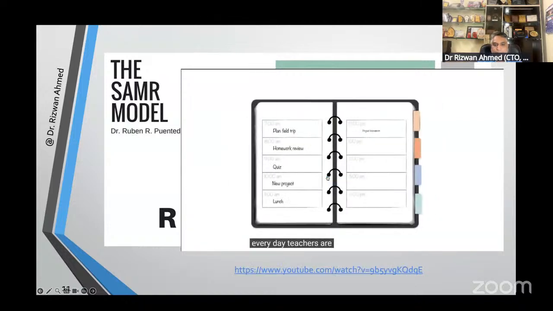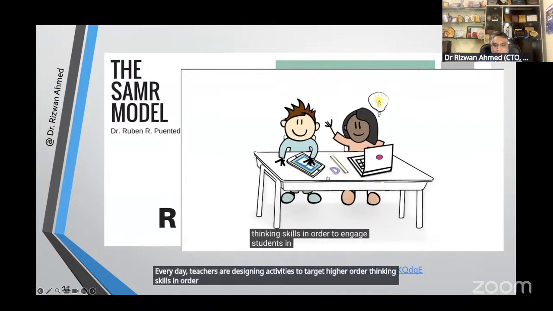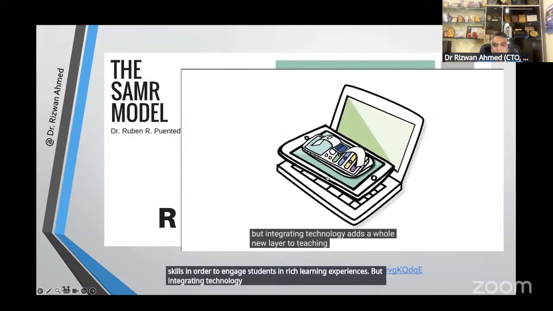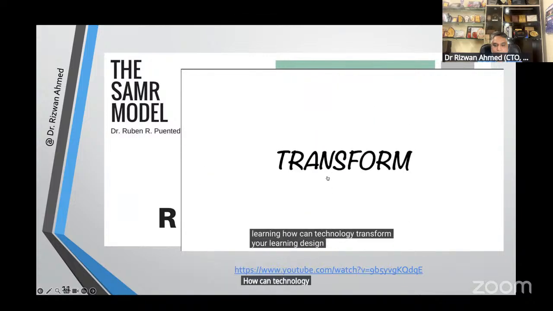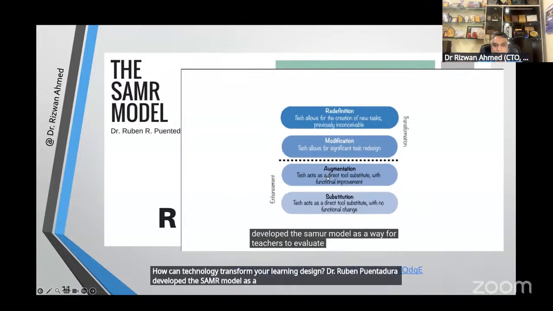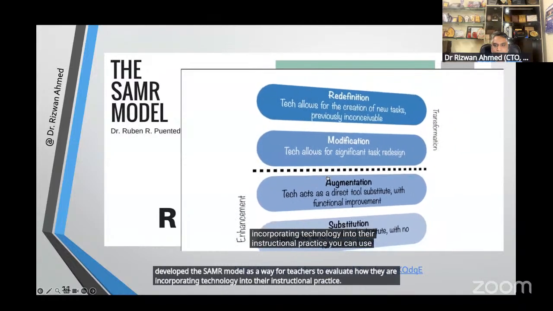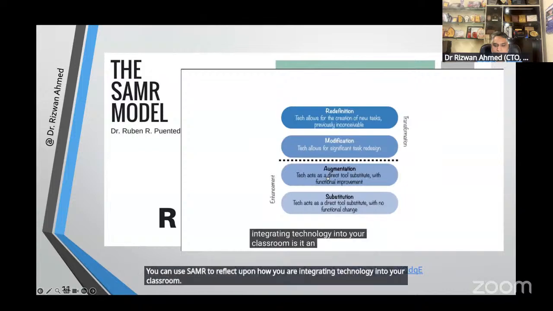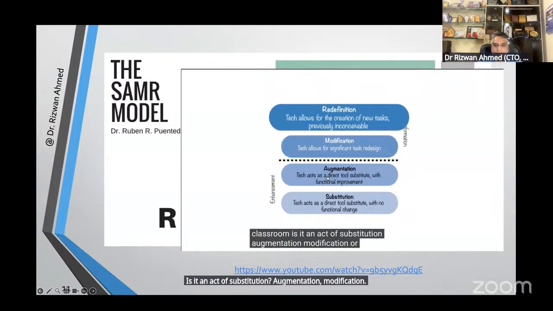Every day, teachers are designing activities to target higher order thinking skills in order to engage students in rich learning experiences. But integrating technology adds a whole new layer to teaching and learning. How can technology transform your learning design? Dr. Ruben Puentedura developed the SAMR model as a way for teachers to evaluate how they are incorporating technology into their instructional practice. You can use SAMR to reflect upon how you are integrating technology into your classroom. Is it an act of substitution, augmentation, modification, or redefinition?